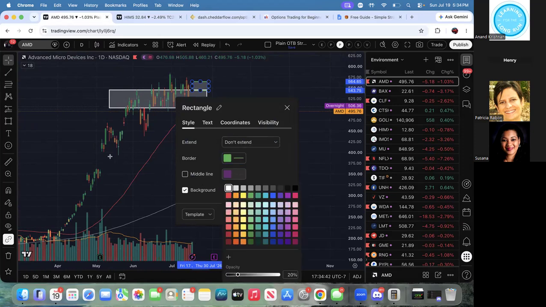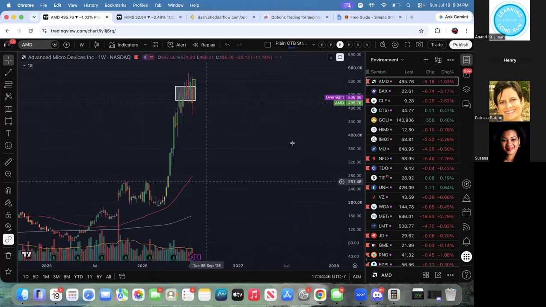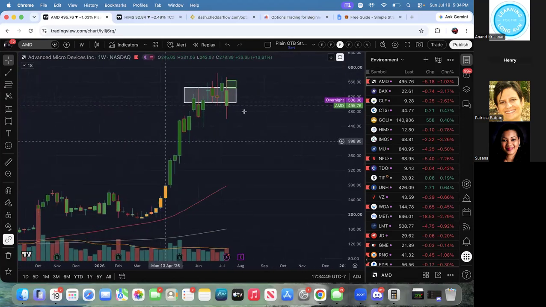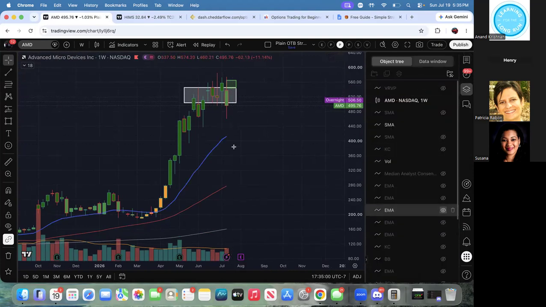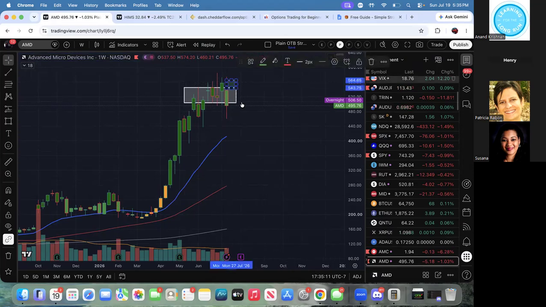Change that to weekly. You look at the weekly chart, and it looks like consolidation still within a box, so it could just be a blip here. If you put in the 21 EMA, the 21 weekly EMA, and it goes and hits that and starts to turn around, there is some possibility there too.